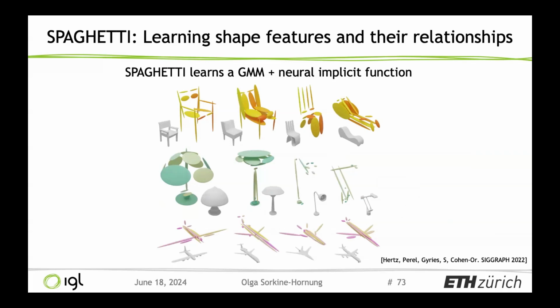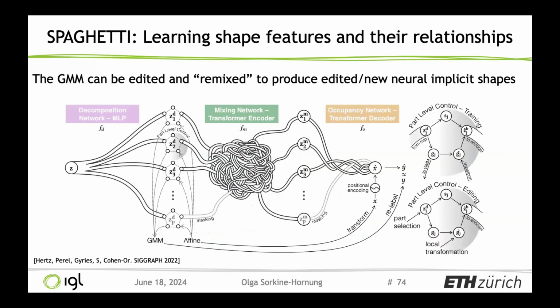Basically, what we do here is we take a shape collection. So for example, chairs or airplanes or lamps, and the network learns a Gaussian mixture model and a neural implicit function that sits on top of these Gaussians and describes the surface of the object. And the nice thing is that when you have enough data of a similar class, then all these Gaussians are aligned to corresponding features automatically using this learning system. And it also models the interrelationships between the different Gaussians.